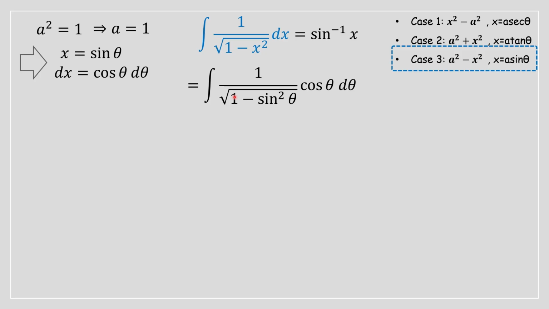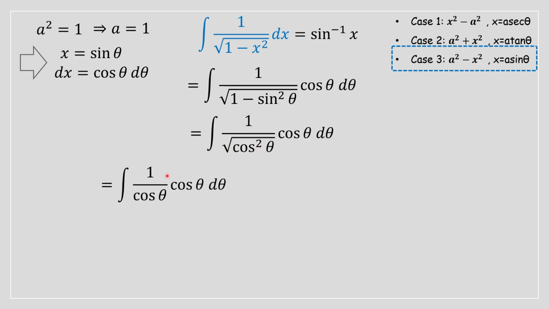So at this point, you are going to need to simplify. 1 minus sine squared of theta is just equal to cos squared of theta. So we can replace it with cos squared of theta. Notice the square root of cos squared of theta is just going to be equal to cos theta. And we can write the integral as shown. Cos theta shows up in the denominator and in the numerator, so that's going to cancel out. And what you are going to be left with is the integral of 1 d theta, which is just going to be equal to theta.